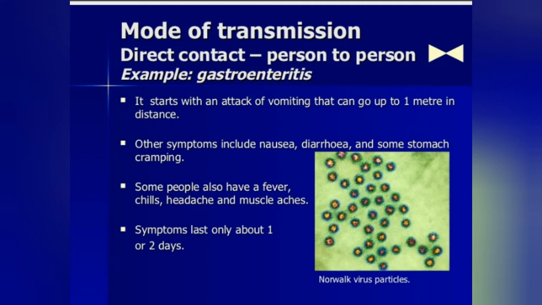Gastroenteritis starts with the attack of vomiting that can go up to 1 meter in distance. Other symptoms include nausea, diarrhea and some stomach cramping.